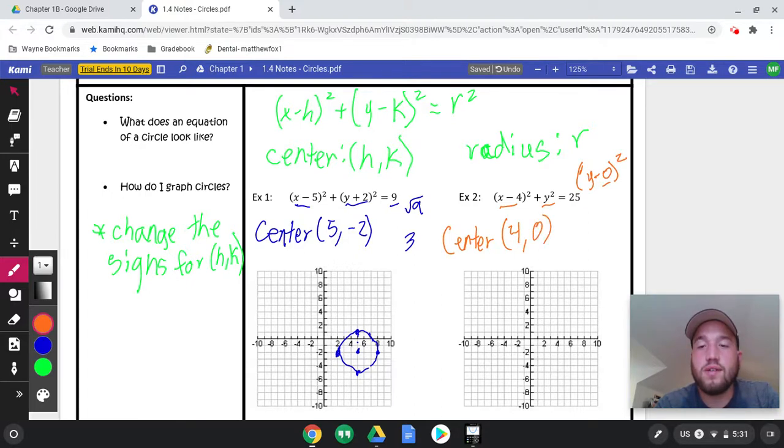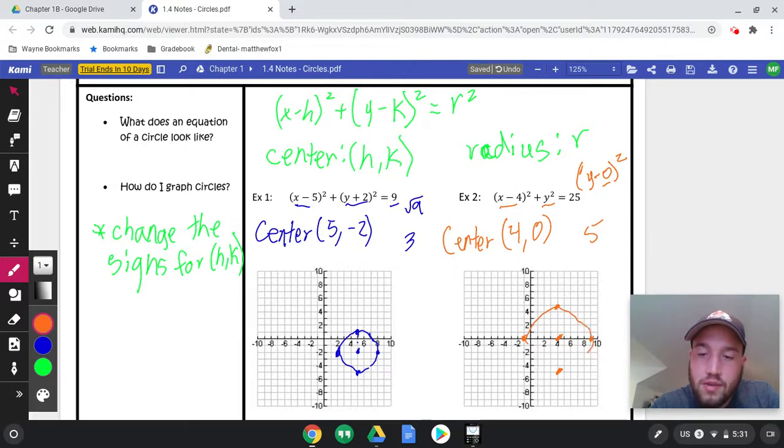The radius in our case is going to be 5, so we start at the point (4, 0) here. Our radius is 5, so we count 5 to the right, put a dot. 5 down, put a dot. 5 to the left, put a dot. 5 straight up, we put a dot.